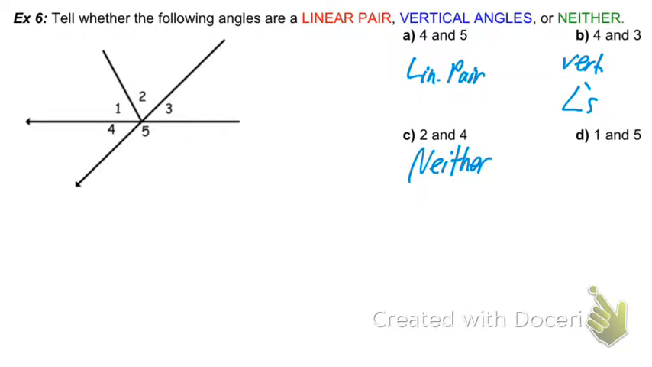Last but not least, we have angles 1 and 5 for letter D. These are also going to be neither for the same reasons. They're not next to each other, so they can't be a linear pair. And they're not vertical angles because if we look at the X, okay, straight line's up here, but this side of 1, no. This side of 1, no. So it doesn't work, okay? So these do not make an X. Their sides do not make two straight lines.